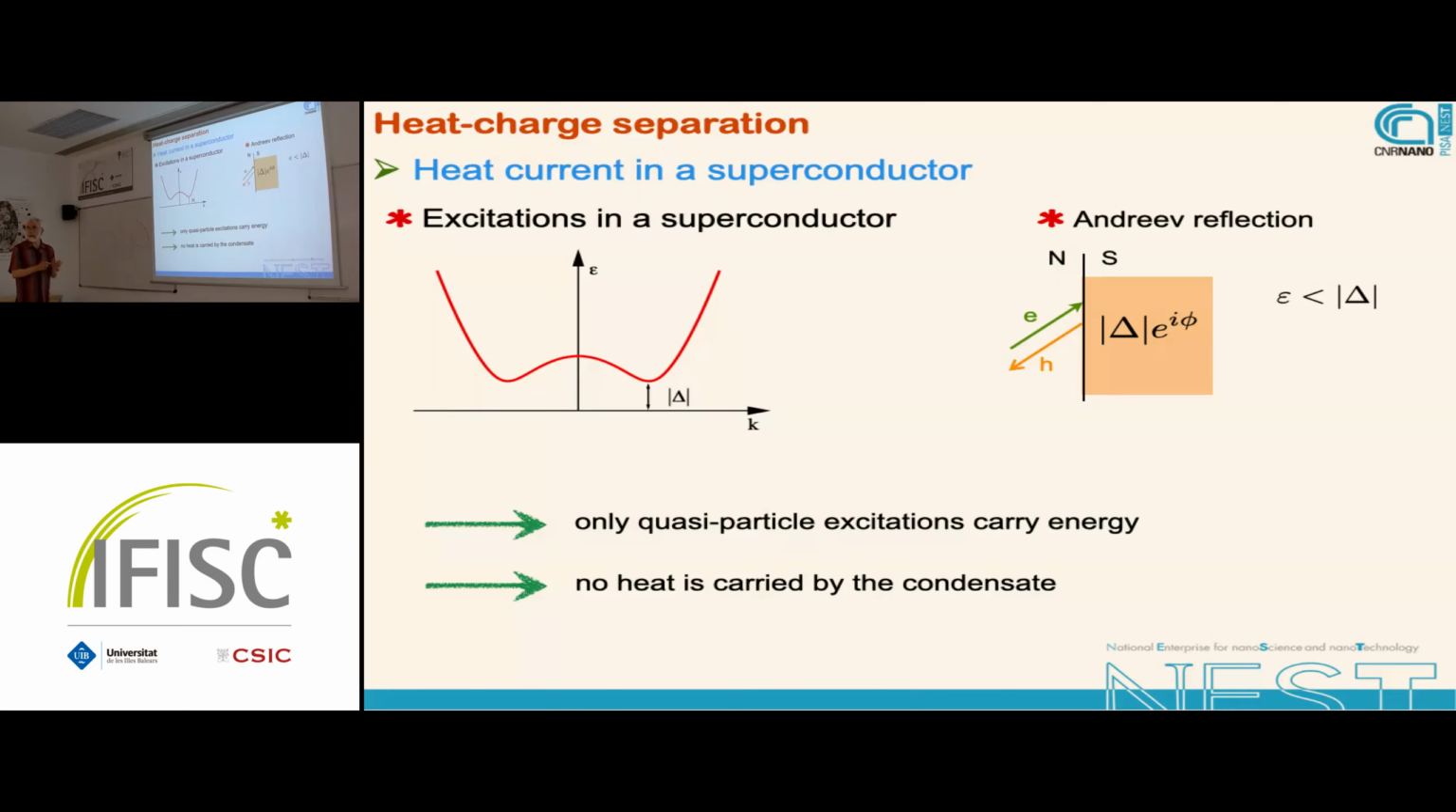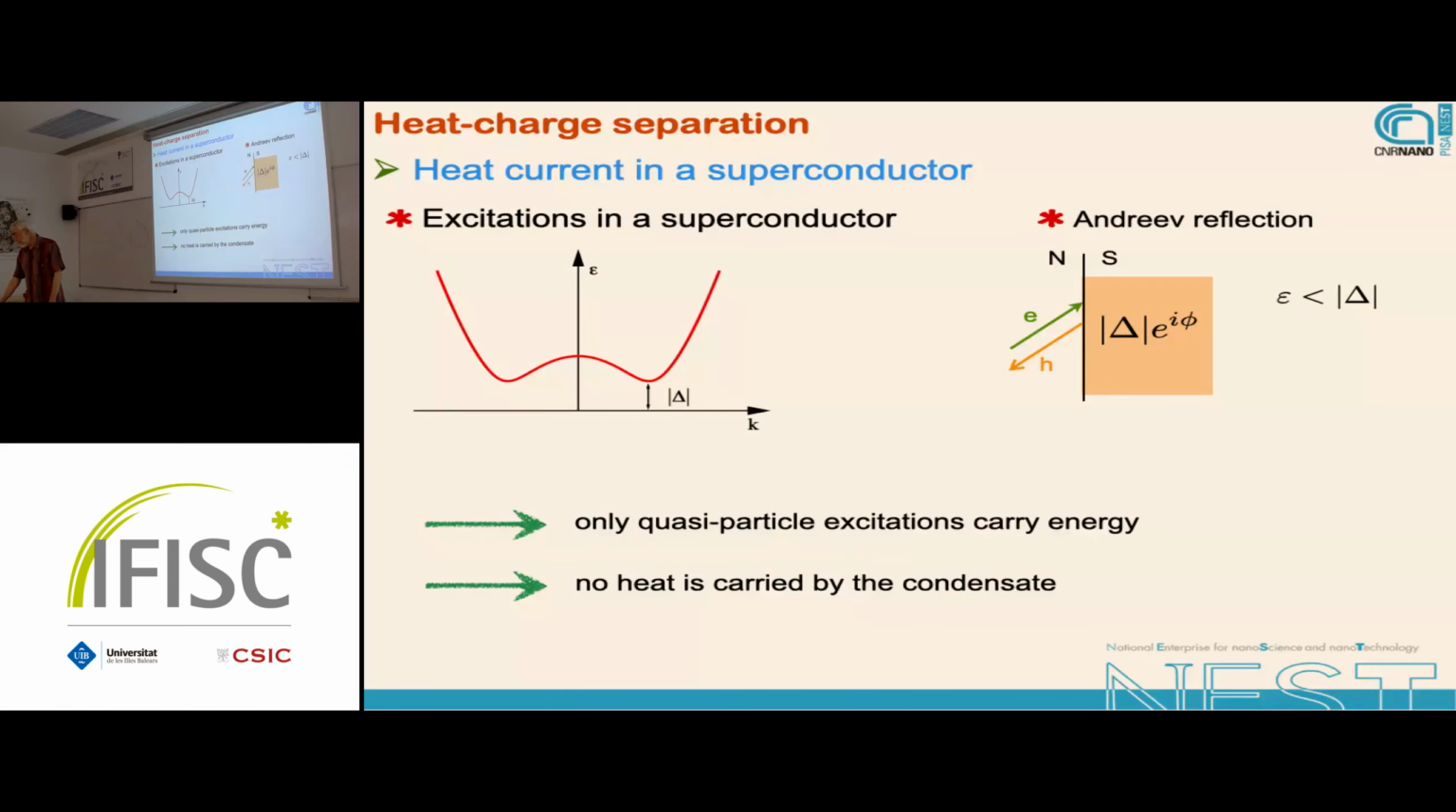So we can say the separation, at least in the superconductors, occurs in this way, because heat, so let's say energy, and charge are really decoupled, carried by different channels. Let's say this.